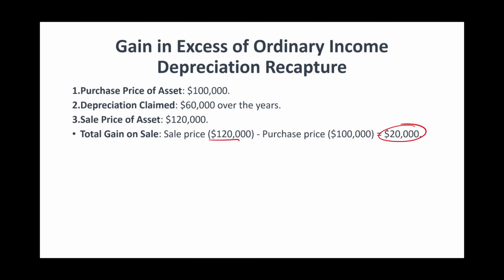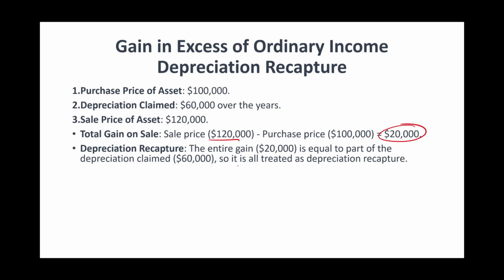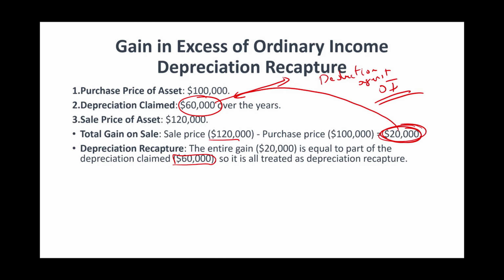From a tax perspective, the entire gain is equal to the depreciation claimed. What happened is this. Yes, indeed, you have $20,000 of gain, but over the years, you took $60,000 in depreciation. So since you took this $60,000 as a deduction against ordinary income, you would have to recapture this gain, because the gain is $20,000, but you already took advantage of $60,000 of this asset. Therefore, it's all treated as depreciation recapture.